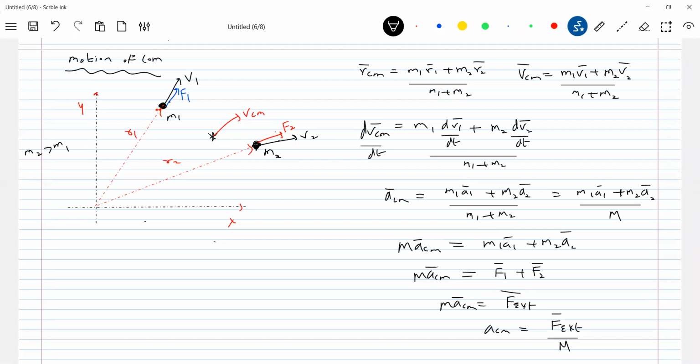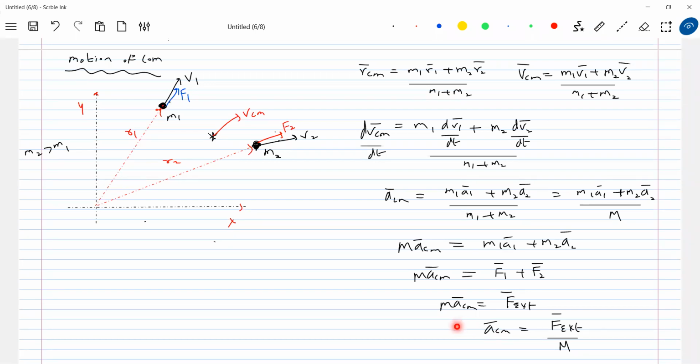This is nothing but Newton's second law, no? The center of mass will accelerate when the system is acted upon by a net external force. F1 and F2 are the forces acting on individual particles, and the resultant of that is F external. F1 is the resultant force acting on particle 1, and F2 is the resultant force acting on particle 2. The vector sum of the individual forces acting on the particles will be the net external force, and A_CM bar equals that divided by M.